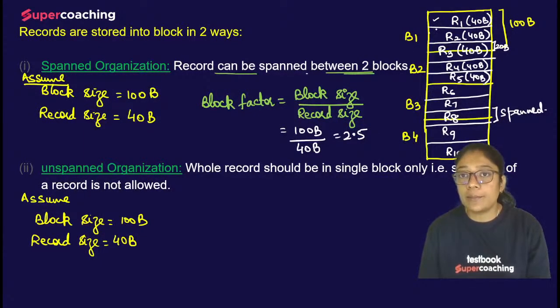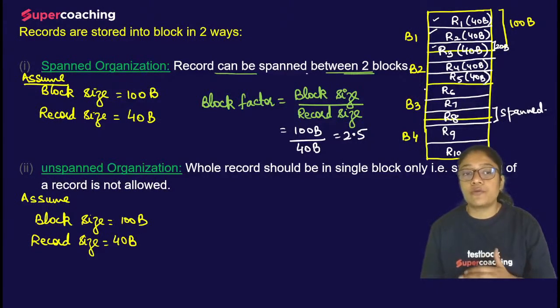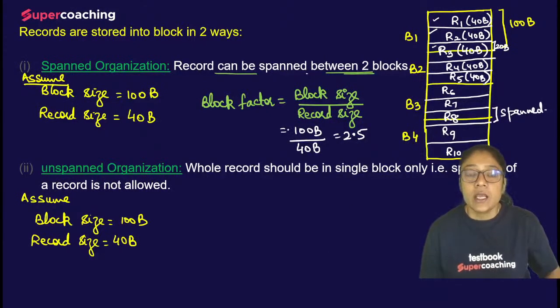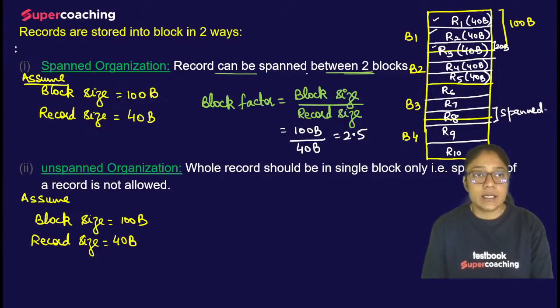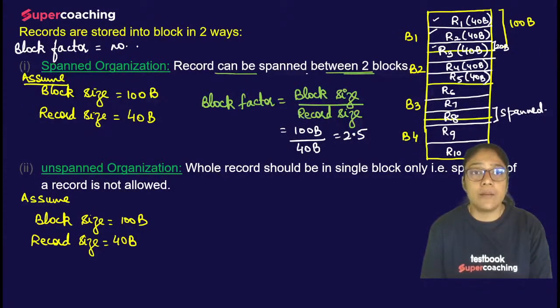So two records come completely, and the third record comes half. The same goes with block 3, block 4 and block 5. Okay. So block factor represents, let me write the definition here. Block factor is the number of records in a block.